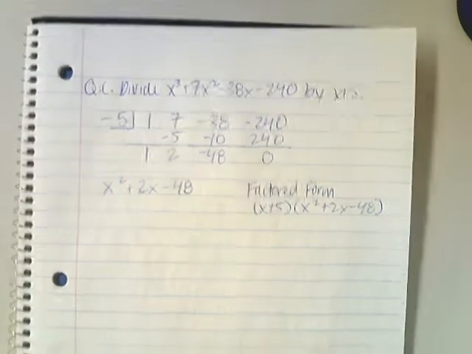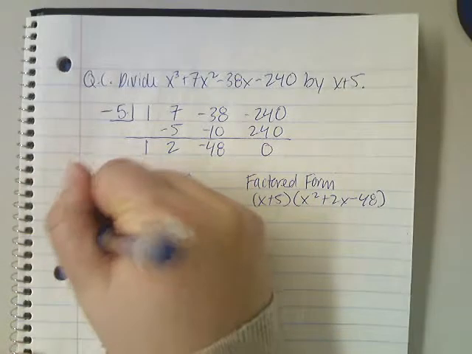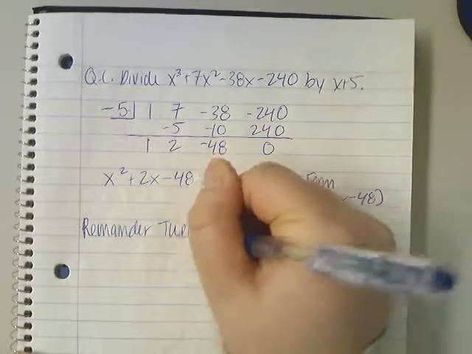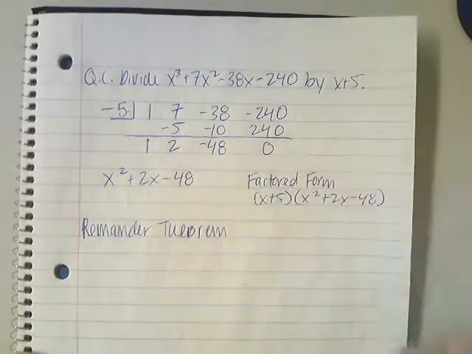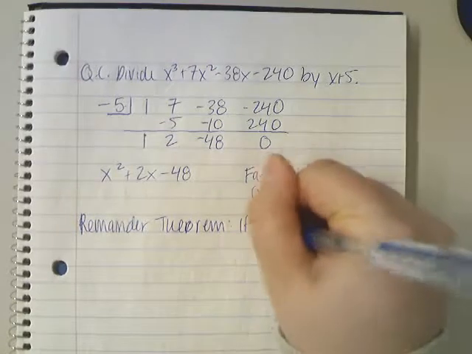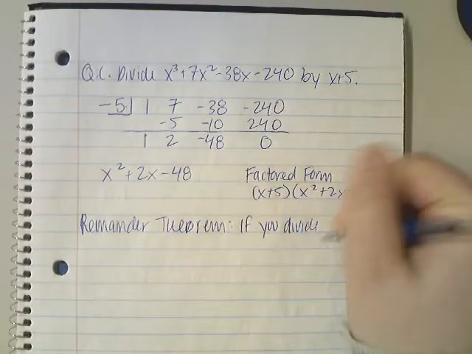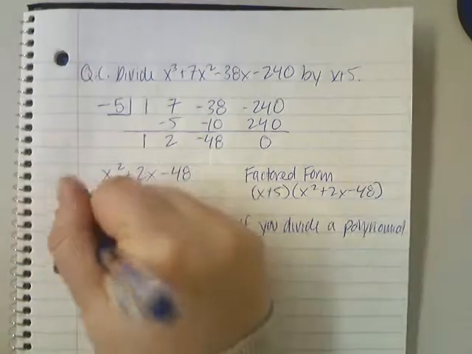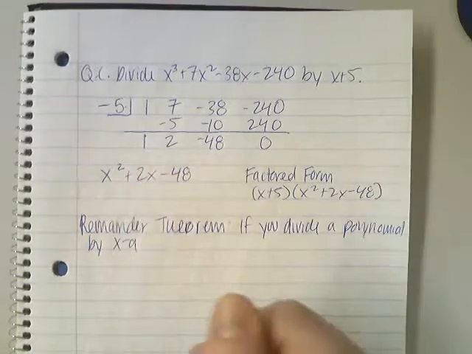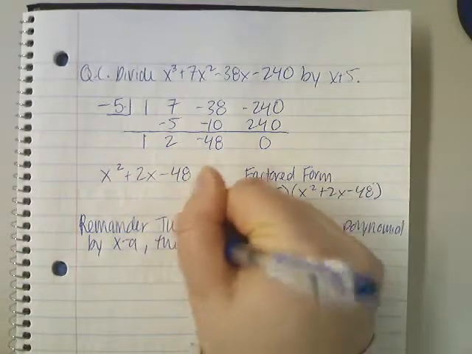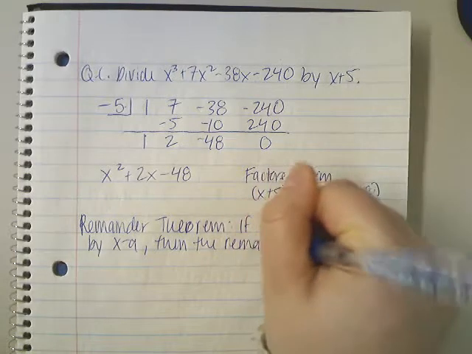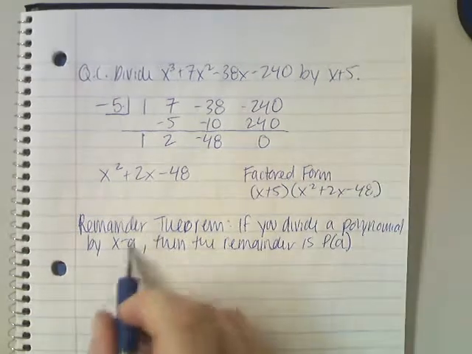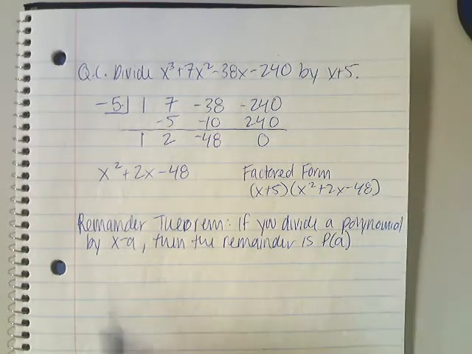There's one last thing I want to go over before we end our notes for today, and that's the remainder theorem. This isn't a huge deal, but it can be useful in certain situations. The remainder theorem says that if you divide a polynomial by a linear factor in the form x minus a, then the remainder is the value of that function evaluated for that second term. So it's the remainder of p of a.